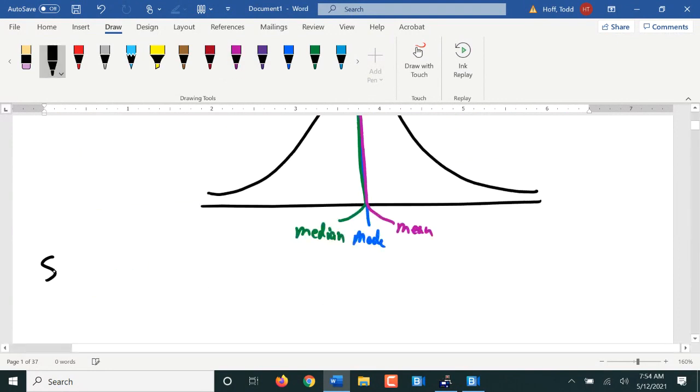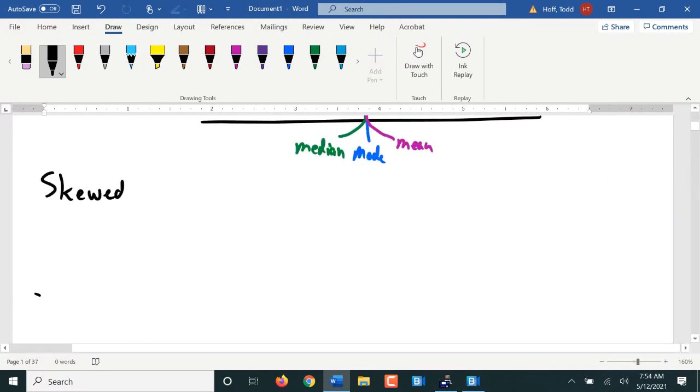But we know data can be skewed. Skewed just means it is stretched out in one direction or the other.